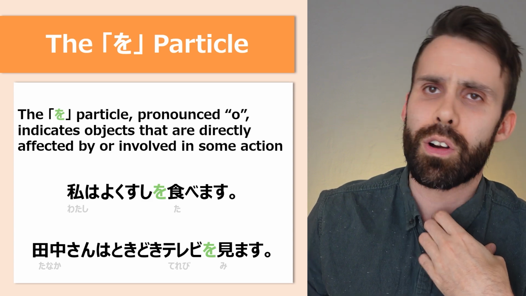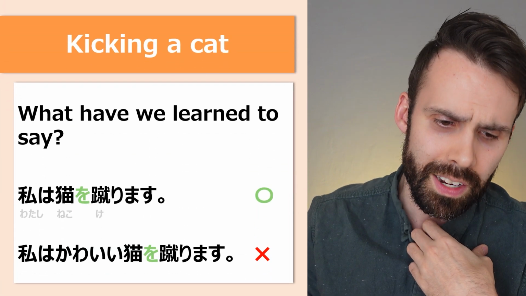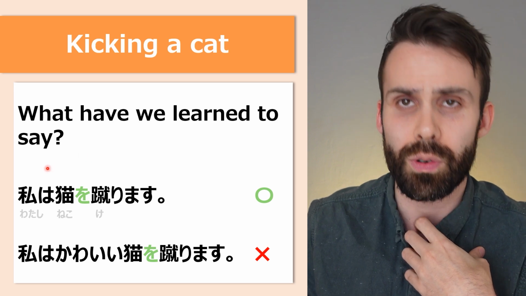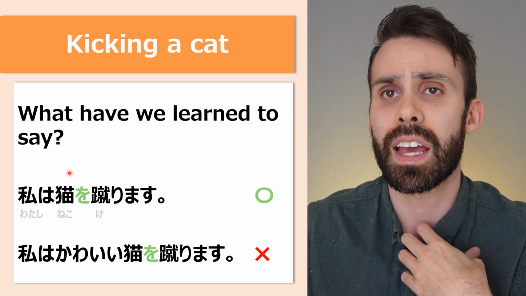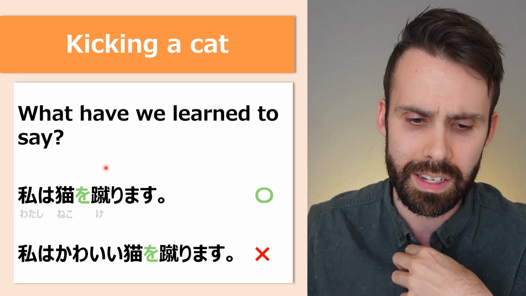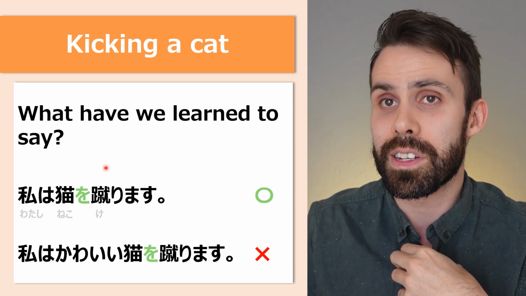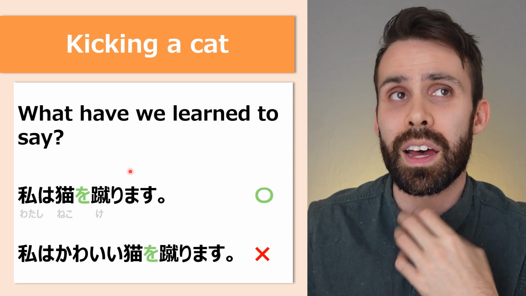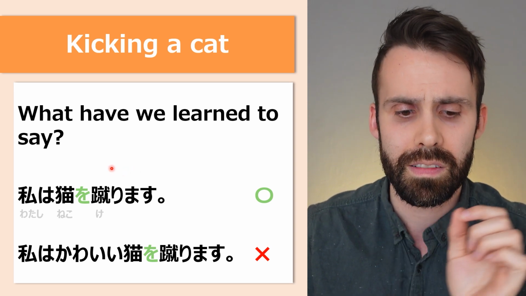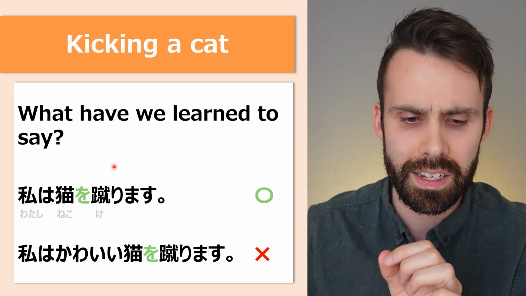So here's what we have learned to say. We can say, watashi wa neko o kerimasu. So I kick a cat. Keru being to kick. Watashi wa neko o kerimasu. And you'll notice that this is also a verb that ends with ru. So keru becomes kerimasu. Watashi wa neko o kerimasu.